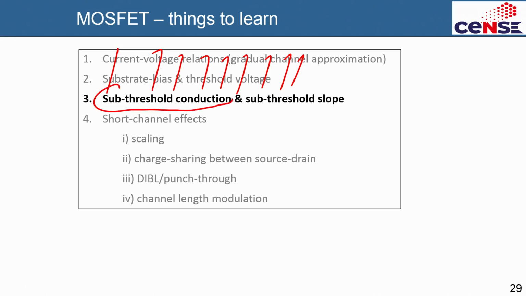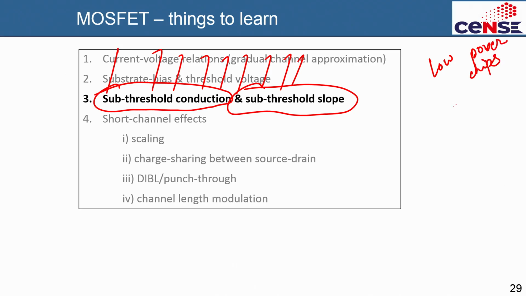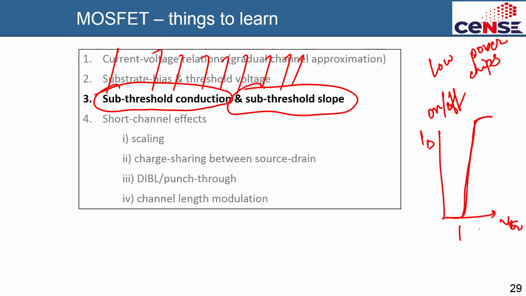Subthreshold conduction and subthreshold slope are very, very important in modern day electronics, especially for very low power devices, low power chips, where you want ultra low power, but you need a very high on-off ratio. Which means if I plot ID versus gate voltage Vg, I should be able to go from the off state to the on state very sharply, at a very small voltage. If this voltage range is very small, that means it is a low power device. You do not have to drop a large voltage to go from very low current to very high current.